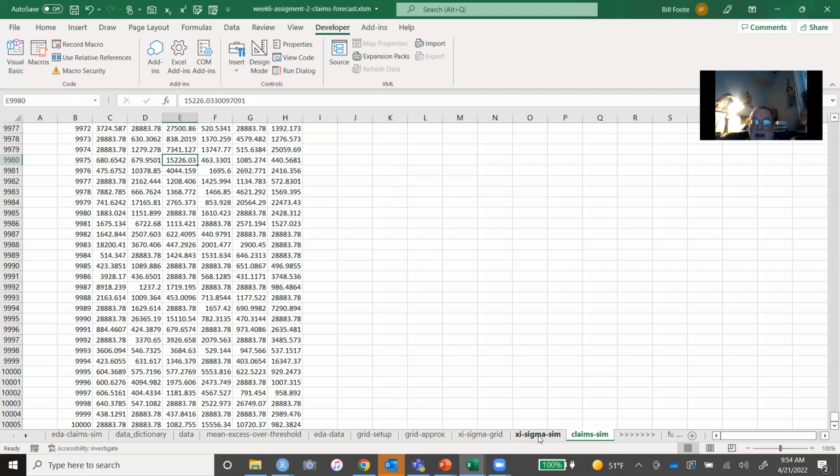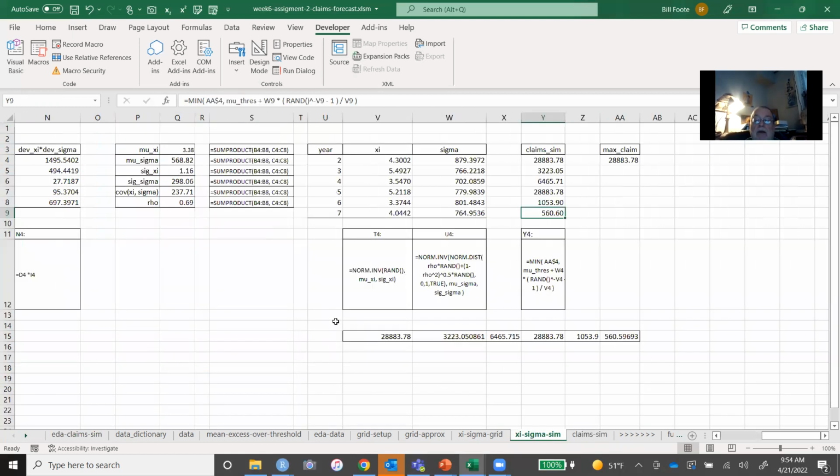That's the claim simulation. Here's where the simulations actually come from, 10,000 times over. So this is equal to the min for year two, year three, year four. This is equal to the min of AA54. So you have to go back to figure out where AA54 is. Oh, that's the maximum claim. We don't want it to exceed that.